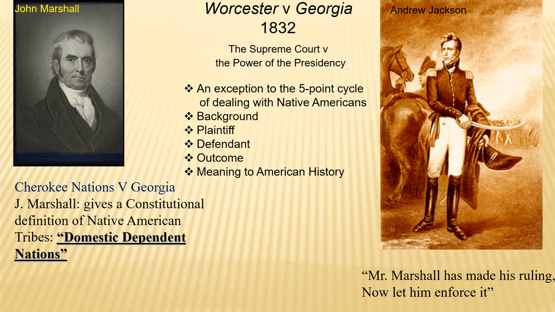So the case is presented then to John Marshall, Chief Justice of the Supreme Court. This is in 1832. John Marshall's at the end of his career. He's going to die a couple of years later in 1835. And the court case goes to the Supreme Court as Cherokee Nation versus Georgia.